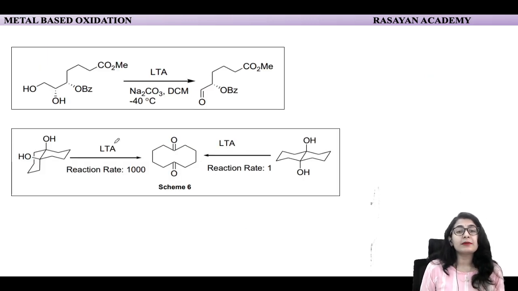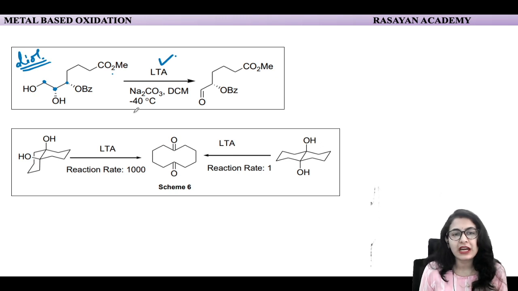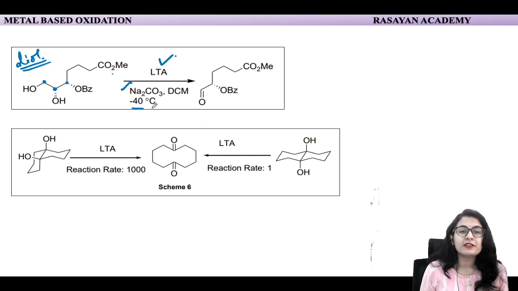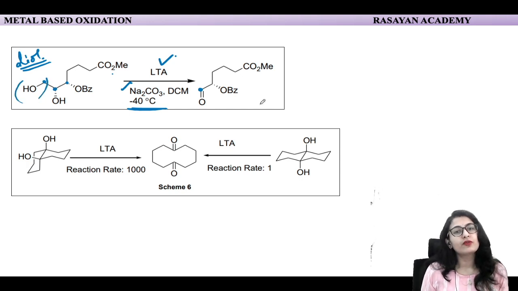Okay, so we see the similar thing over here. See guys, again LTA we have taken, we have an ester in this molecule, we have a protected alcohol over here which is not going to react, then we have a diol. So for diol we know what's going to happen. The diol is going to break down in the presence of LTA and basic conditions at minus 40 degrees centigrade to give you two different aldehydes. This one is an aldehyde over here, and the other part is also going to break down into formaldehyde.